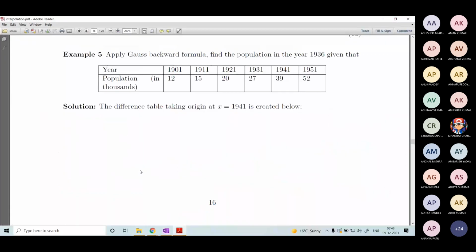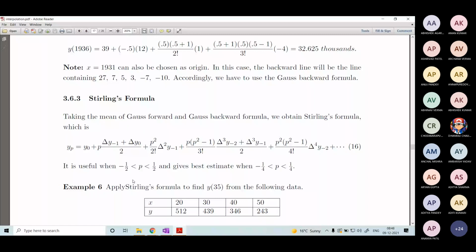So हम लोग, it's okay, fine. Let me tell this Stirling's formula. It is nothing but the average of Gauss forward and Gauss backward. Gauss forward formula आपको पता ही है. Gauss backward भी अभी मैंने बताया कैसे डिटरमाइन करते हैं. इन दोनों के टर्म बाय टर्म एवरेज ले लीजिए.